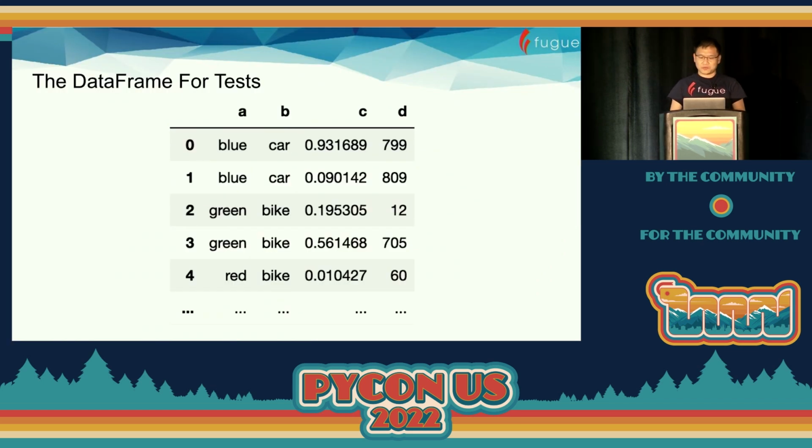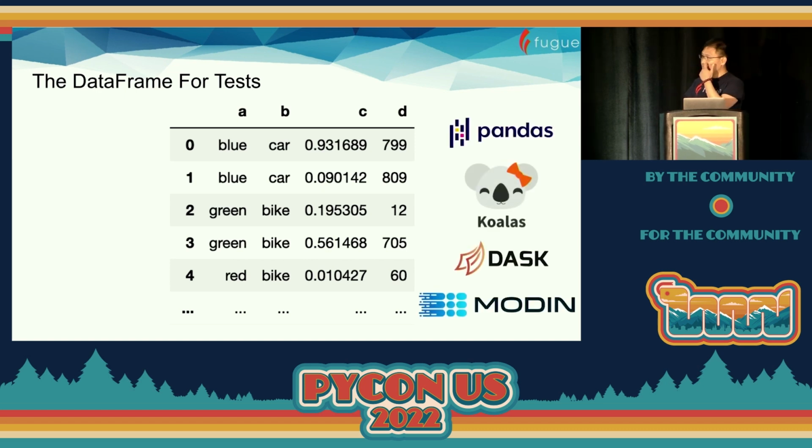Consider this data frame. It has 4 columns, A, B, C, and D. A and B are strings, C is just a random number from 0 to 1, and D is just an integer from 0 to 1,000. We're going to use this data frame in the format of Pandas koalas, which is also known as Pandas on Spark as of Spark 3.2, and also Dask data frames and the Modin data frame.